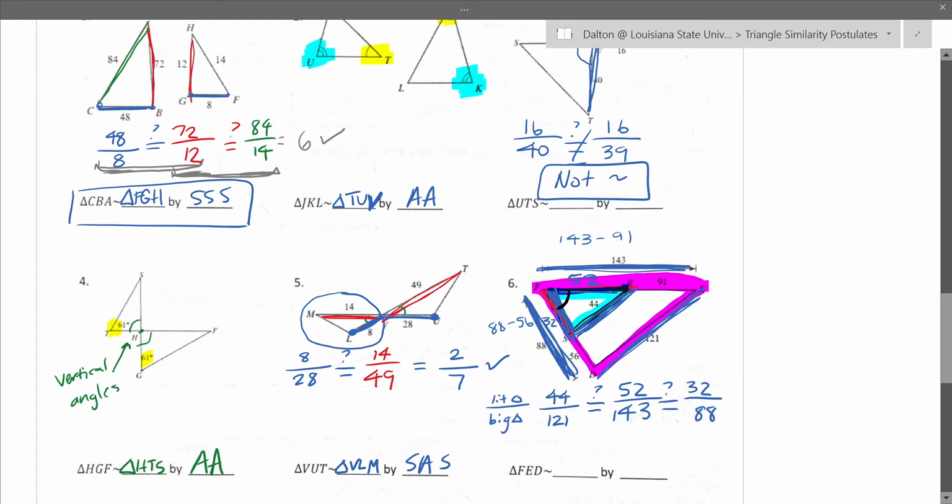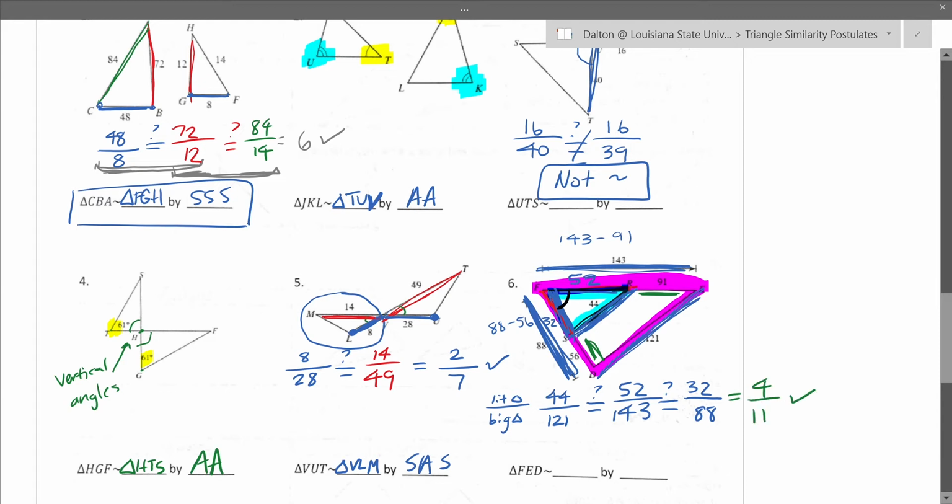So the trick here is you will never use this length here of 91 and this length here of 56 in your ratios, because those are not complete sides of the triangle. Those are only parts. So then if I reduce all of these in my calculator, all three fractions end up reducing to 4 over 11. So they are proportional to each other.